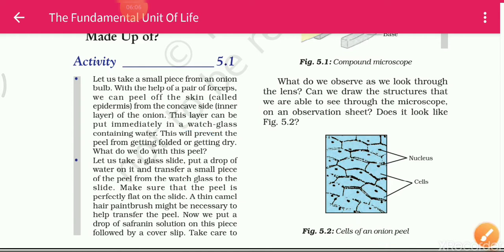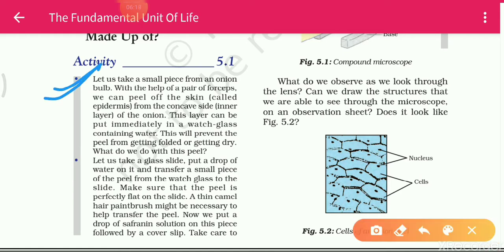This will prevent the peel from getting folded or getting dry. What do we do with this peel? Students, first of all, I want to explain this point. Okay, we will not move very fast, we will go slowly, then you students will understand better here.